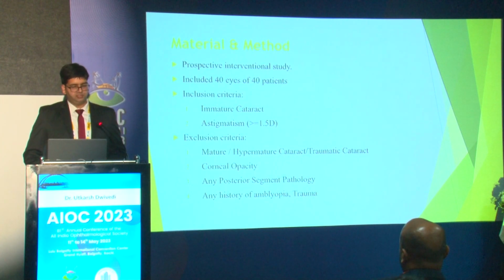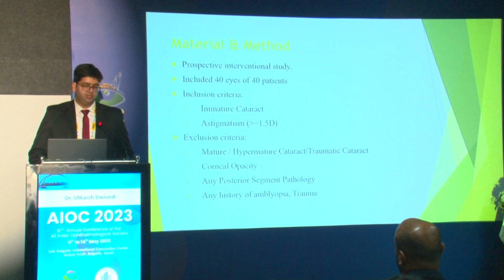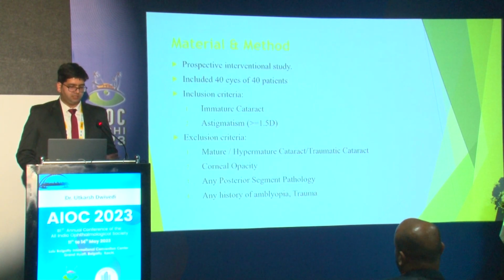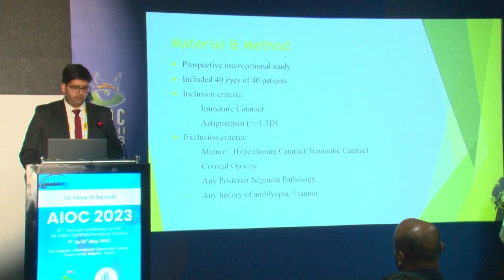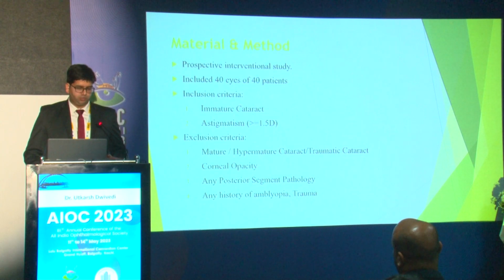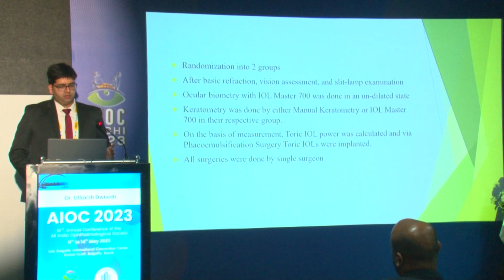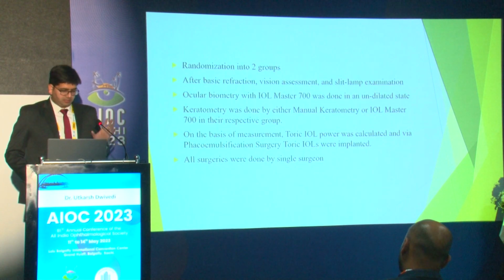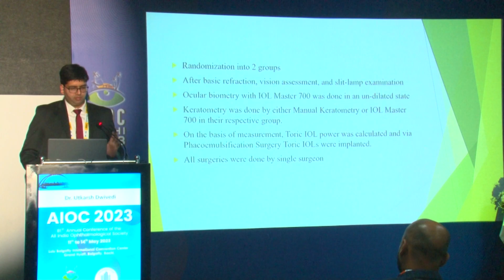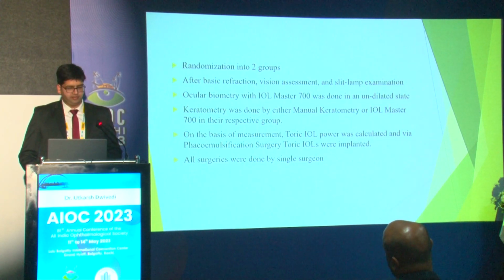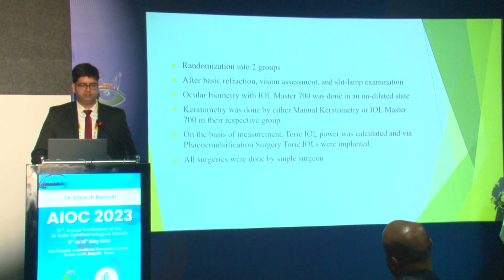This was a prospective interventional study. It included 40 eyes of 40 patients. Inclusion criteria was immature cataract with astigmatism of more than or equal to 1.5 diopter. The exclusion criteria was mature, hypermature, or traumatic cataract, any corneal opacity, any posterior segment pathology, or any issue of amblyopia or trauma. Patients were randomized into 2 groups. After the basic investigations, keratometry was done by IOL Master 700 in group A, and by manual keratometry in group B. Biometry was done by IOL Master 700 in both groups. On the basis of that, surgery was done and toric IOLs were implanted, and all surgeries were done by a single surgeon.